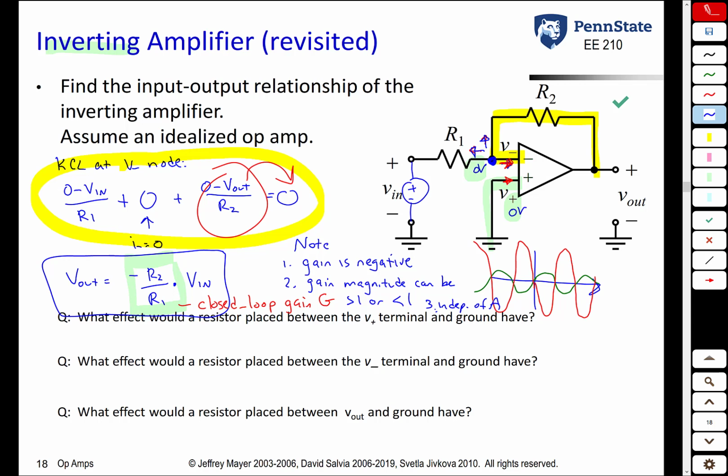But now that we've developed this input-output relationship for an inverting amplifier without doing much work at all, we can now answer a couple more questions about this. The first question is, what effect would a resistor placed between the V plus terminal and ground have? So in other words, if we were to place a resistor here, would it have any effect on this answer? Well, what do you know about the current into the non-inverting terminal of the op-amp? You know that this current is 0, which means that that resistor is not going to have a voltage drop across it regardless, which means the voltage at this terminal here is going to be 0 volts even with the resistor there. So ideally, it has no effect.